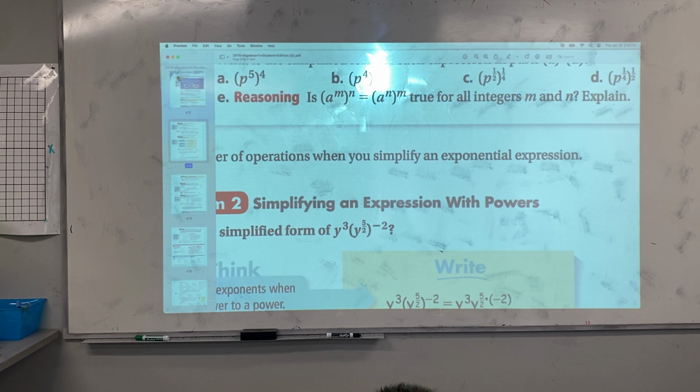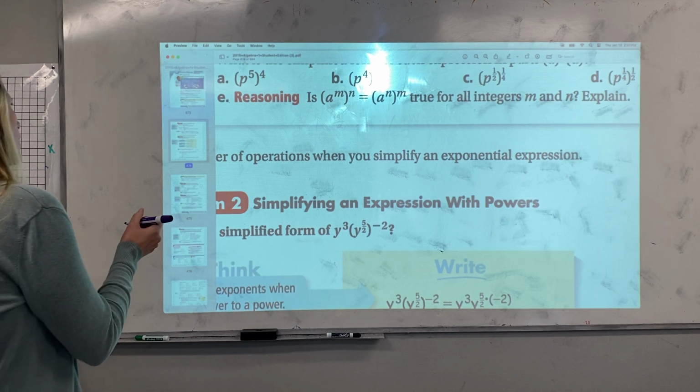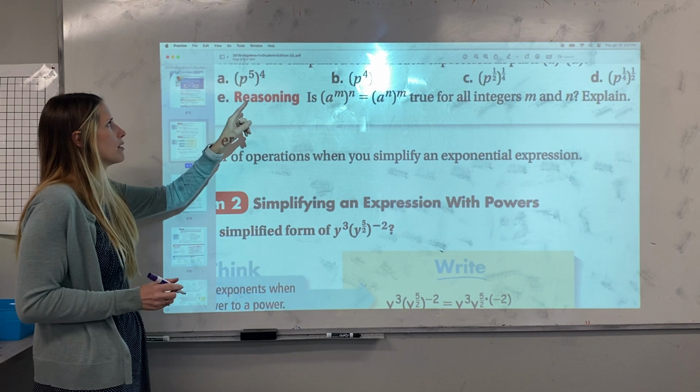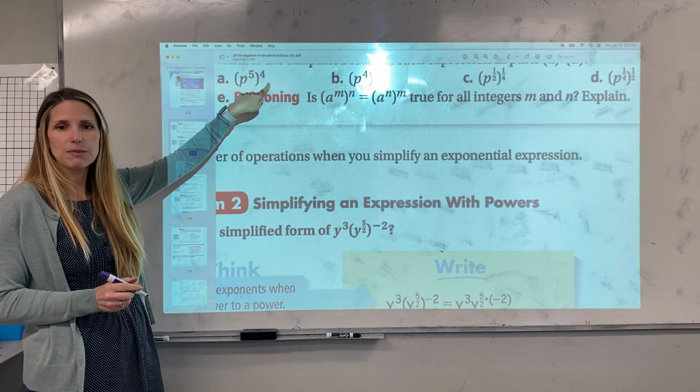Hold on. Do C and D again. And remember, what are we doing with our exponents? Good. All right. The exponent is being exponented.